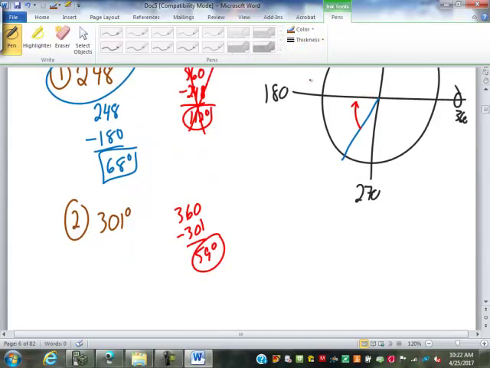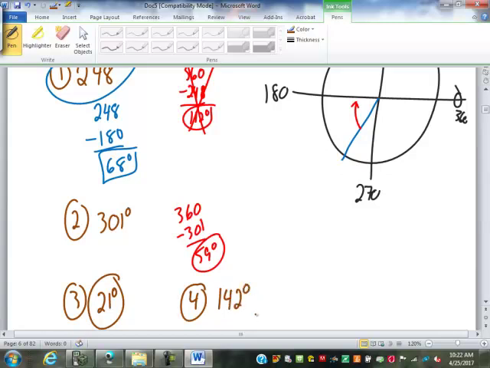How about for 21 degrees? What's my reference angle? 21 degrees. Good. How about for 142 degrees? What's my reference angle? 180 minus 142 is 38 degrees. Wonderful.